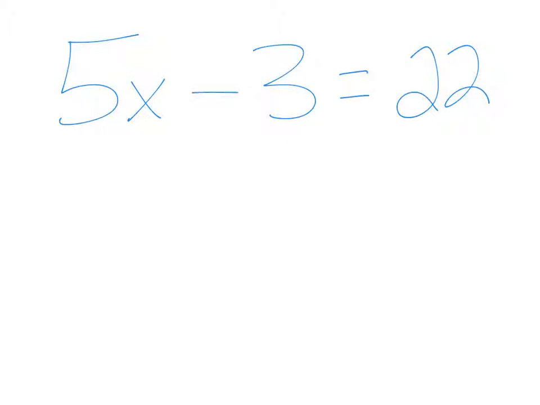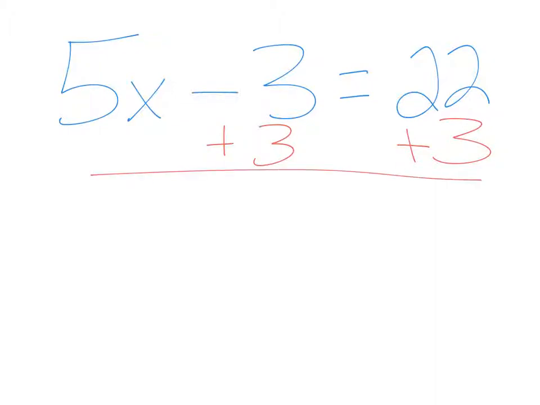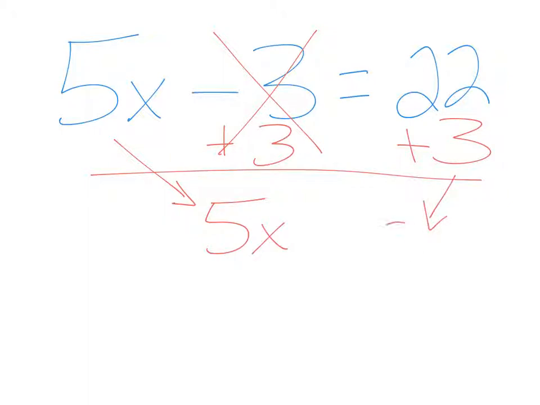So because 3 is being subtracted, I'm going to add it to both sides. And so what that will do is it'll cancel out my 3's. It will leave me with 5x over here on the left side, and it will leave me with 25 over here on the right side. Now this just becomes a two-step problem.